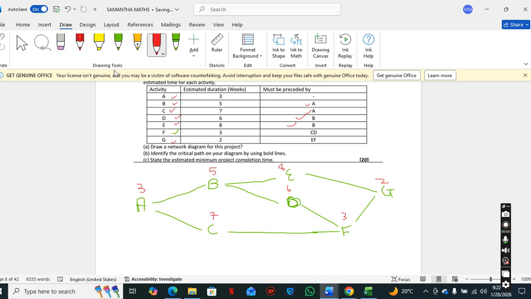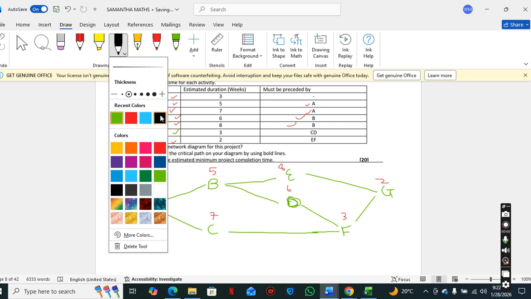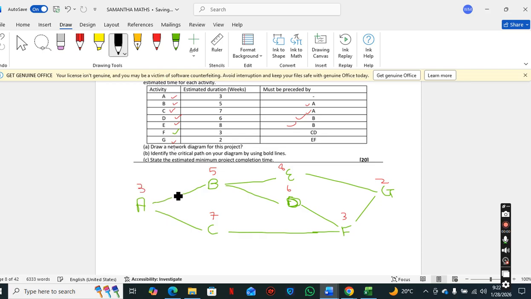When determining this critical path, we start at point A. You either go from A to B or A to C. Between B and C, you're going to see which one has less time. B is 5 weeks, C is 7 weeks. So we'll choose B because it takes less time. Since B takes less time than C, that's why we've chosen B. If C was taking less time, we would have chosen it.